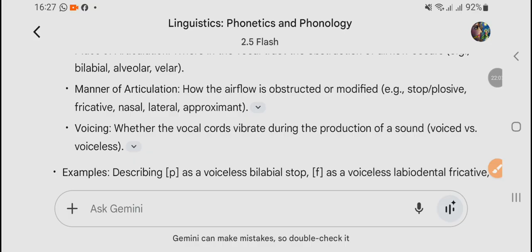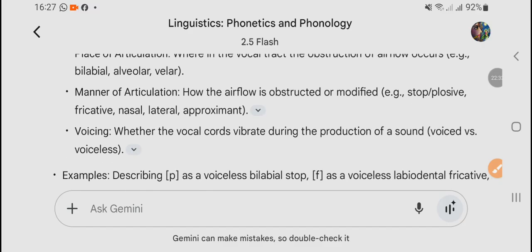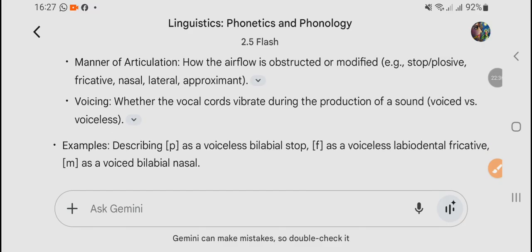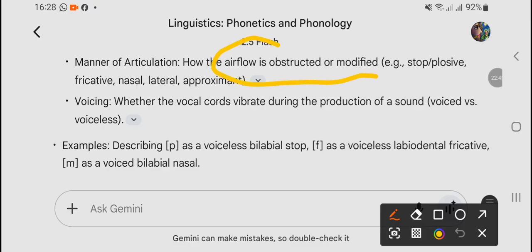These are the different classes based on articulators, like when two lips are joined, when two lips are separated, when the tongue goes behind, when the tongue touches the roof of the soft palate or hard palate, something like this. So we have classified sounds or phonemes or IPA symbols into different classes, which comes under place of articulation. Then manner of articulation: how the airflow is obstructed or modified. Very important.